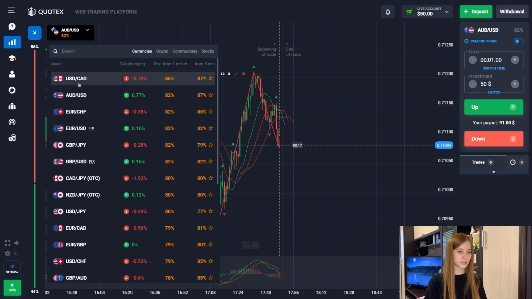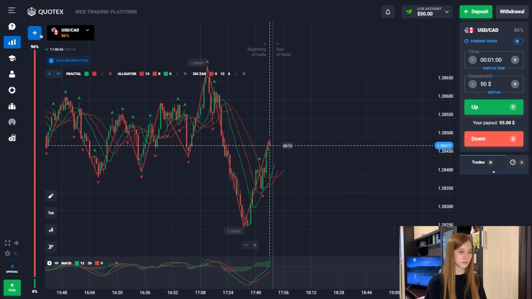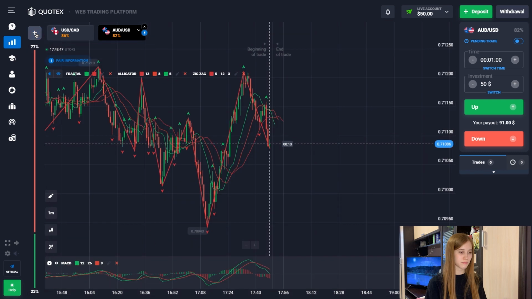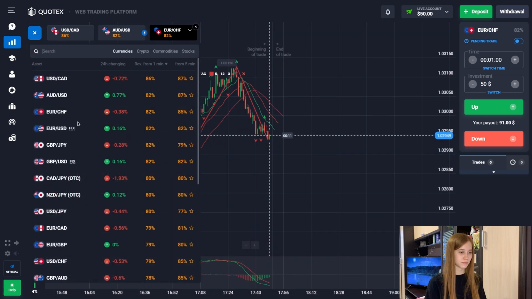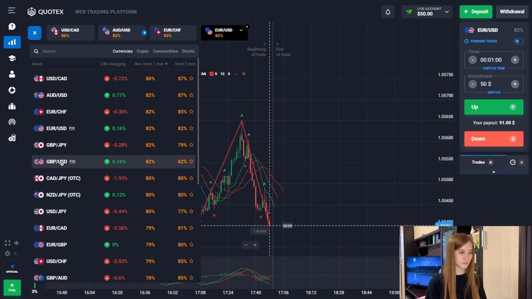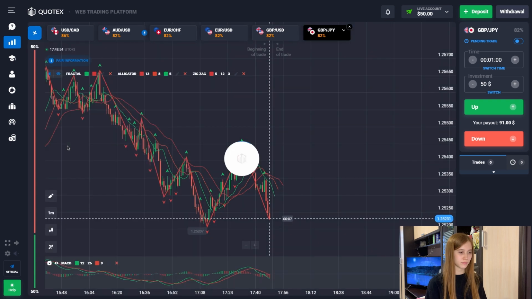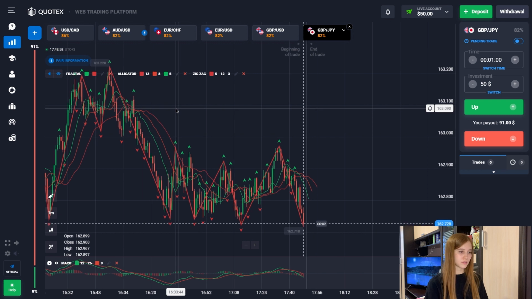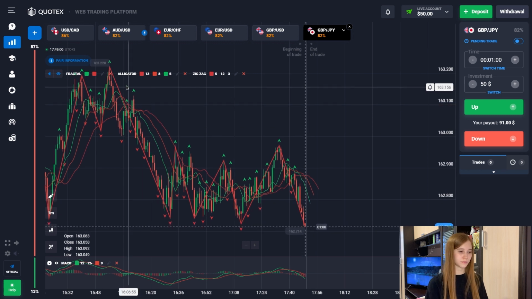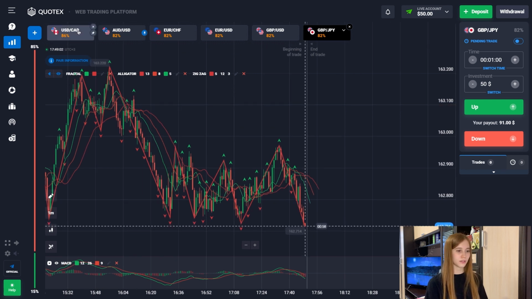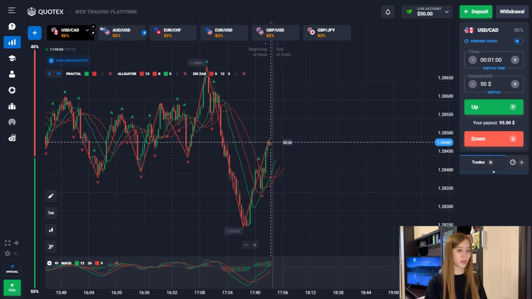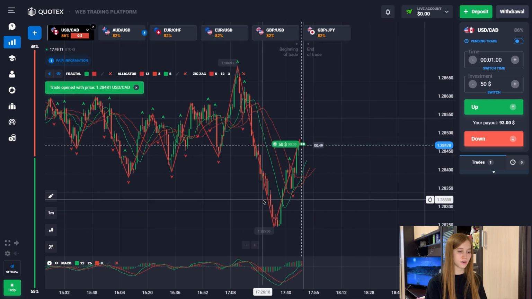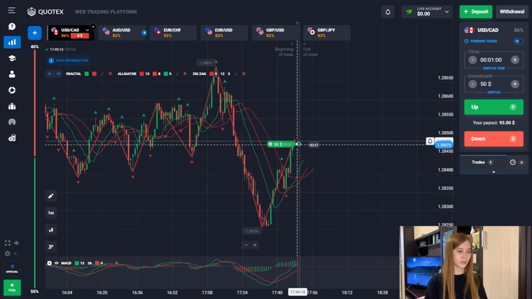So now let's choose a currency pair. I think that's enough for us. Let's now see where we can open the first deal. Here we have a very strong upward trend.